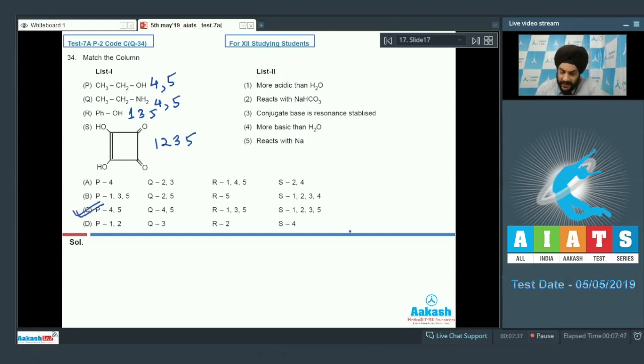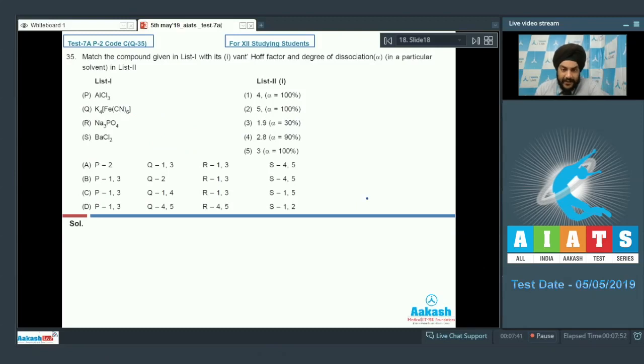Let us look at the next question. Question number 35. We have been given some compounds in list 1 and we have been given the Van 't Hoff factor according to the degree of dissociation in the second list. So we have to match entries in list 1 and list 2. If you talk about AlCl3, it is going to have an i value equal to 1 plus 3 alpha. So if the value of alpha is 100%, the value of i comes out to be equal to 4. So 1 will be a match in this case.